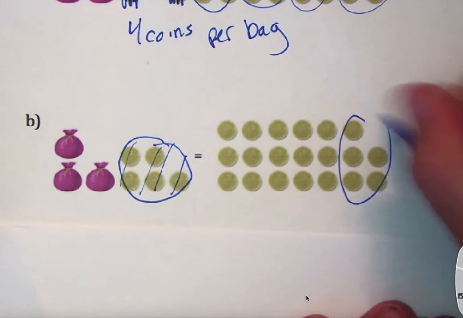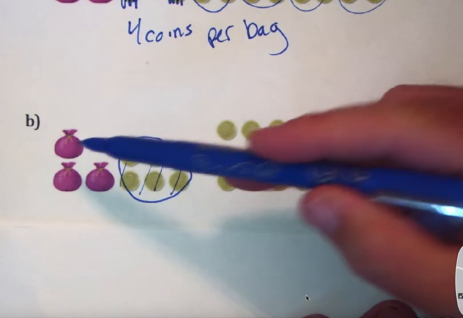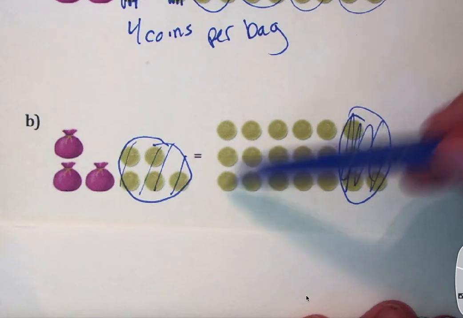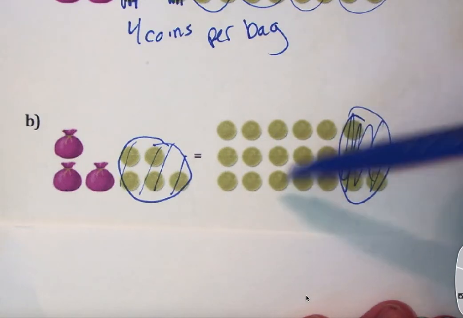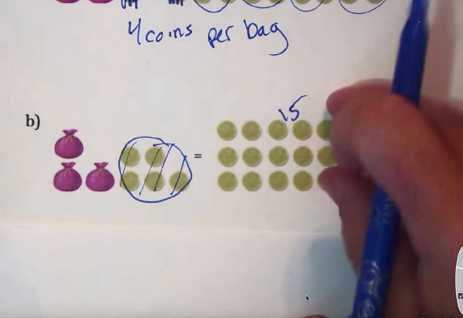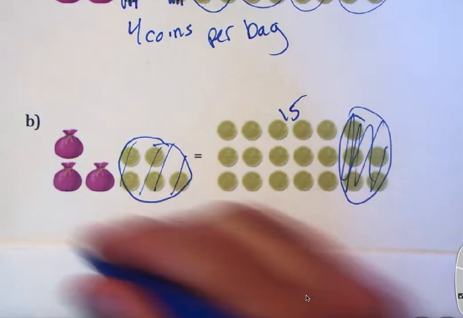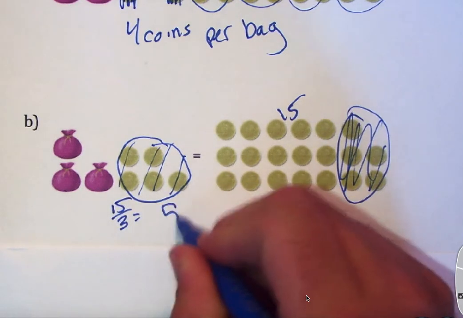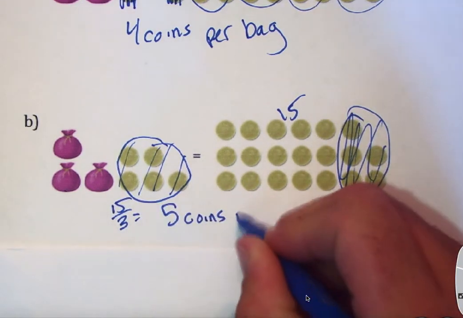5 from here and 5 from here, and that would tell you that these 3 bags contain the rest of these coins. 1, 2, 3, 4, 5, 6, 7, 8, 9, 10, 11, 12, 13, 14, 15. All right, 3 bags containing 15 coins altogether, so it must be 15 divided by 3. We have 5 coins per bag.